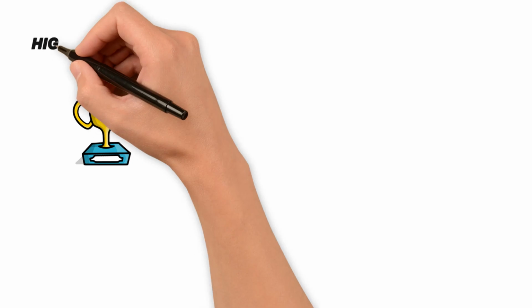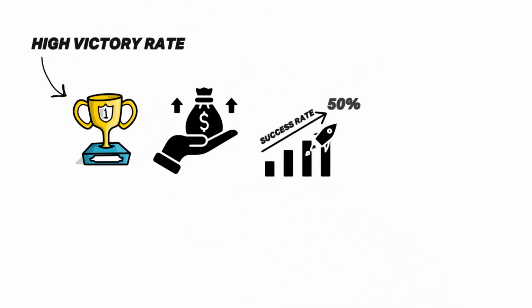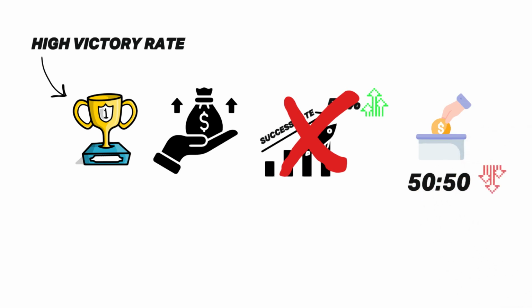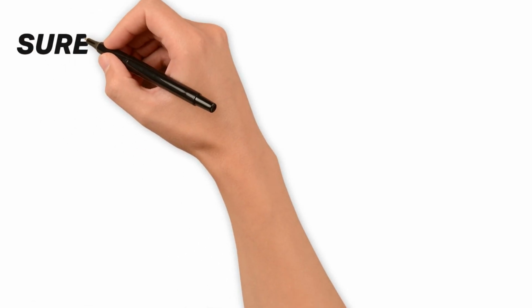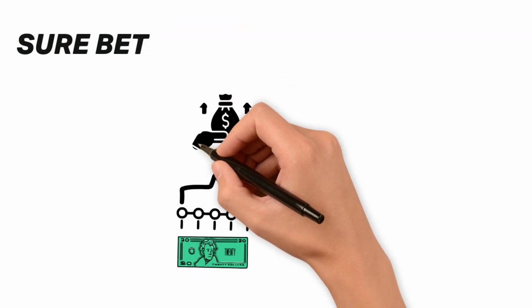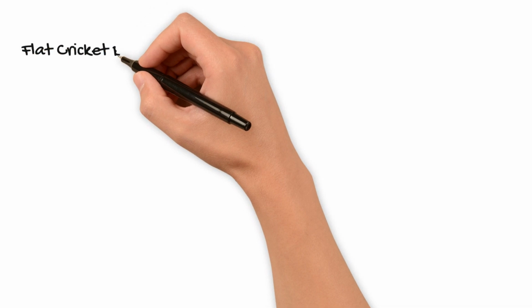Let us not underestimate the value of a high victory rate. This betting technique could only be profitable if the success rate approaches 50%. However, if a gambler cannot exceed this 50% rate, betting 50–50, they will lose regardless of strategy. A sure bet, a series of bets on a single event that guarantees a profit of at least the total number of bets placed, regardless of the event's outcome, could be useful in this situation.